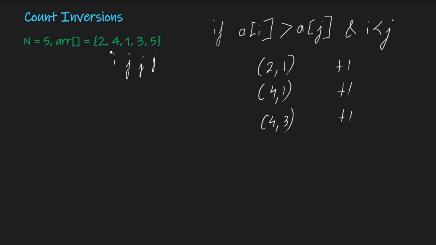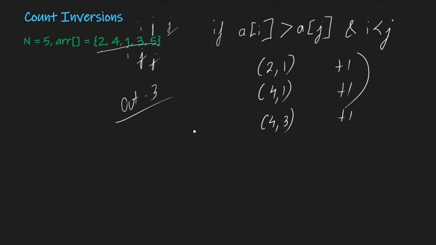Now I will move to the next position. Now if we check, 1 is not greater than 3, j will move to the next position. 1 is not greater than 5. Then there is no pair. Now we move to the next position. i comes here, j comes here. 3 is not greater than 5. Now move to the next position. i is here and there is no position for j. Then this array is traversed and we have 3 count inversions here. So the output is 3.